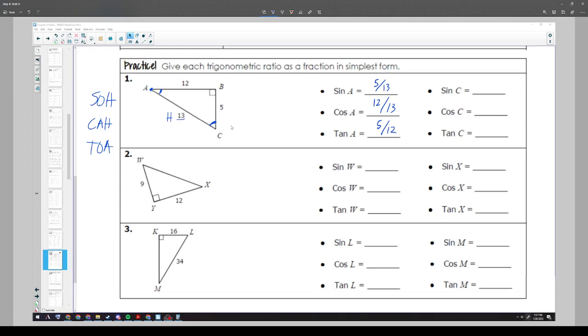So sine of C, opposite over hypotenuse, is 12 over 13. And yes, that's the same as the cosine of A was. Then from C, the cosine is going to be the adjacent side 5 divided by the hypotenuse 13. And the tangent will be the opposite side 12 divided by the adjacent side 5.